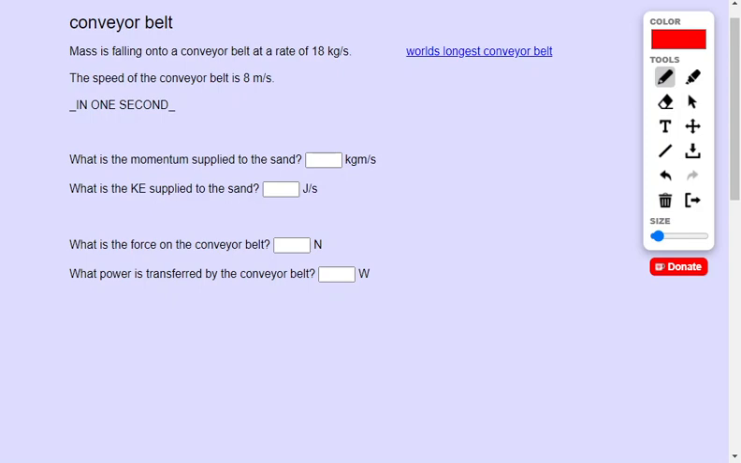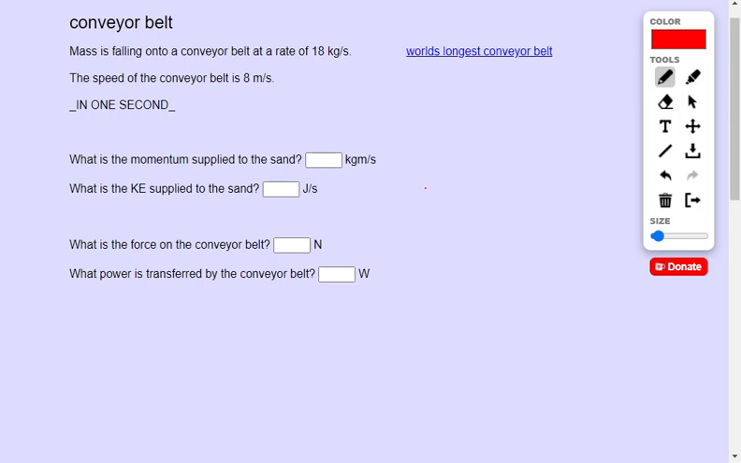So we've got sand or something falling onto a conveyor belt, and the speed of the conveyor belt is given. What is the momentum supplied? What is the kinetic energy supplied? What is the force on the conveyor belt, and the force needed to move the sand?